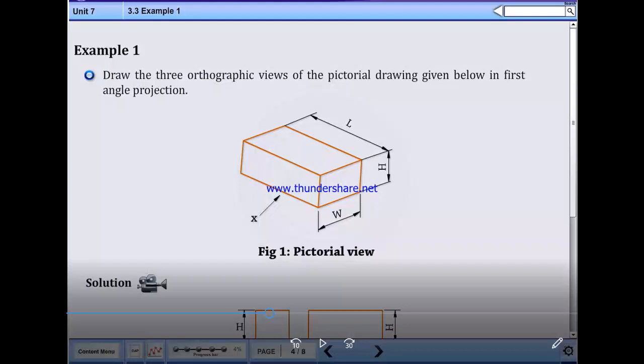Example 1. Draw the three orthographic views of the pictorial drawing given below in first angle projection. First note the figure, the pictorial view. The solution will be explained step by step. If you have any doubts, pause the video, then note down step by step in your notebook, and it will be understood easily.